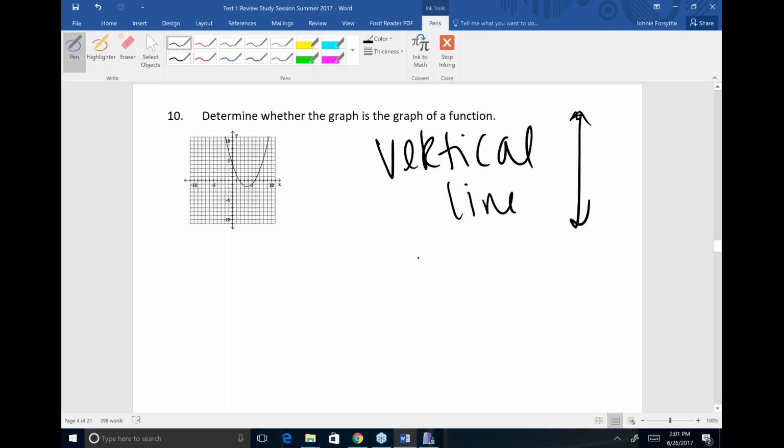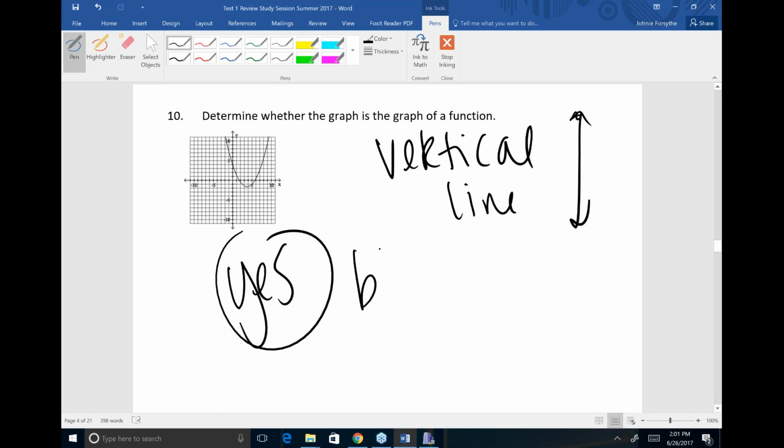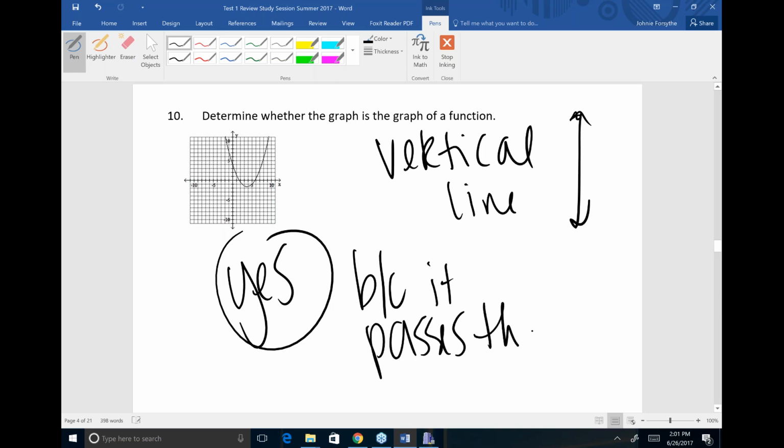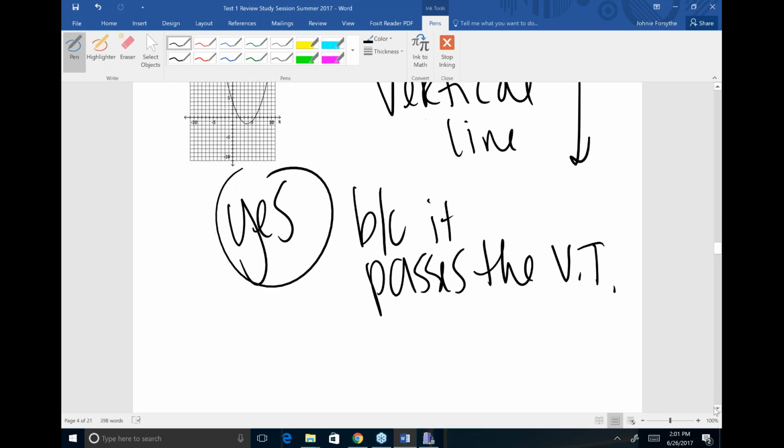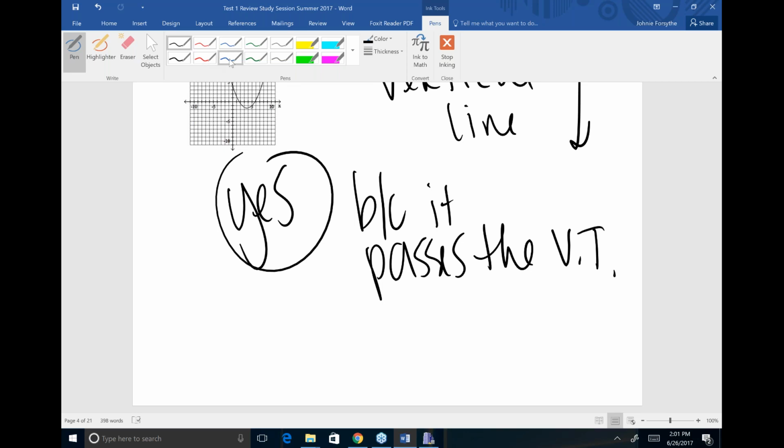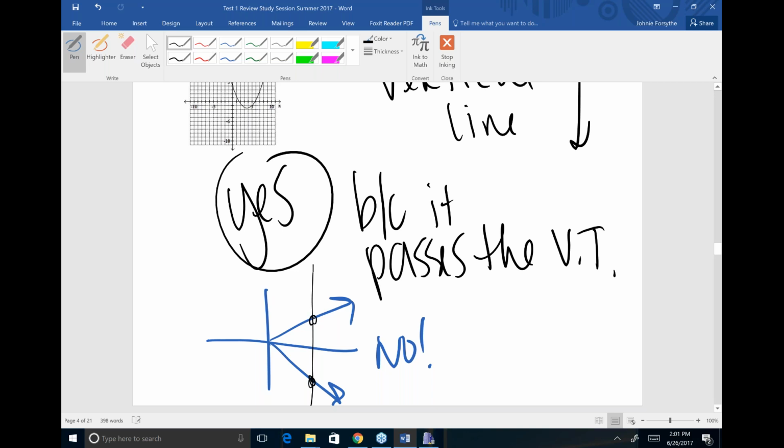So if it passes, yes, it's a function. So yes, it's a function because it passes the vertical line test. An example of a function that would fail the vertical line test would be something like, if that was a graph, this would fail. No, because if you were to draw a vertical line, look here. It's crossing it here and here. So this would be not a function.